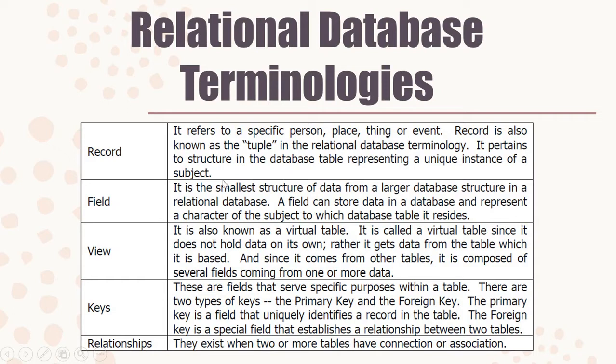So, yan naman yung pangalan ng bawat column. Name, things, place, animals. Okay. And then record sa ilalim, si field sa column, record sa ilalim. Record, row, field, column.